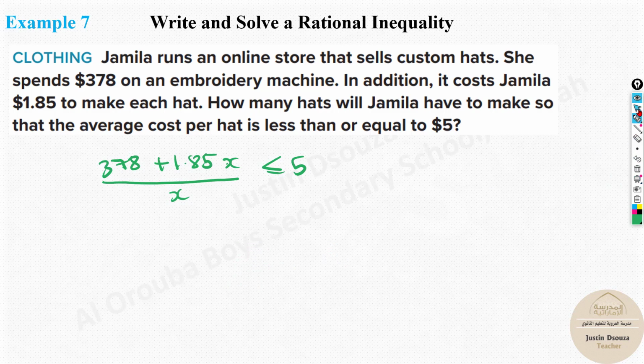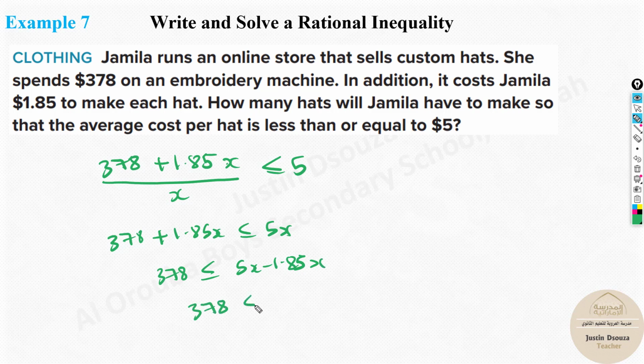Here, all you need to do is solve this equation and then inequality. We have done this before, so please try to do it by yourself. But this is easier. Just take the 5 to the other side. It will be 378 plus 1.85x less than or equal to 5x. Take this to the other side, it will be 378 less than or equal to 5x minus 1.85x. 378 must be less than or equal to 3.15x. Divide both the sides by 3.15.